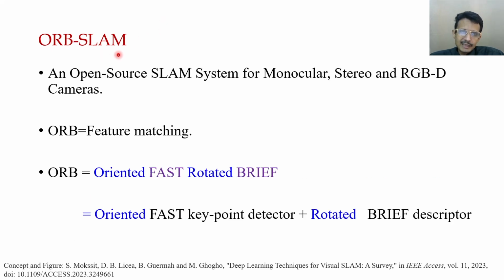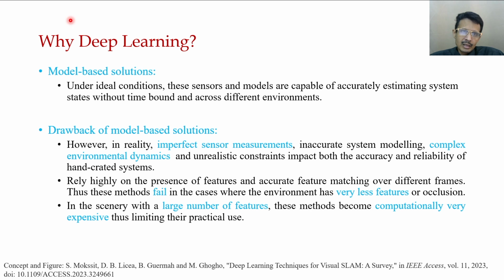Now what is basically ORB-SLAM? An open source SLAM system for monocular, stereo and RGB-D cameras. ORB is feature matching actually. ORB stands for Oriented FAST and Rotated BRIEF, so an oriented FAST key point detector plus a rotated BRIEF descriptor. So this is the basic idea of the SLAM. Now the thing is why deep learning is basically advantageous in visual SLAM.